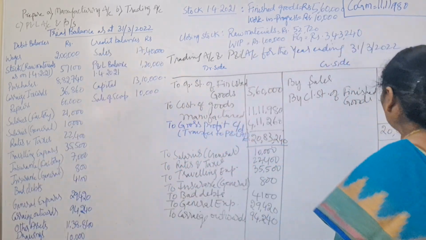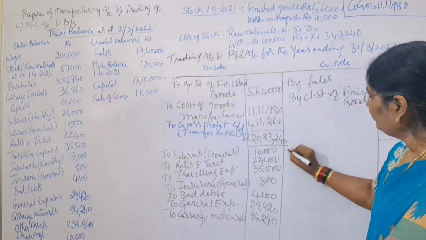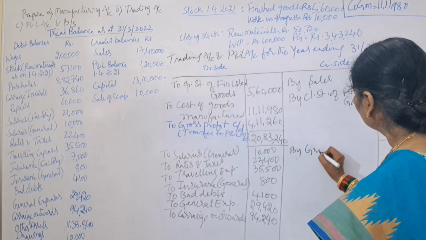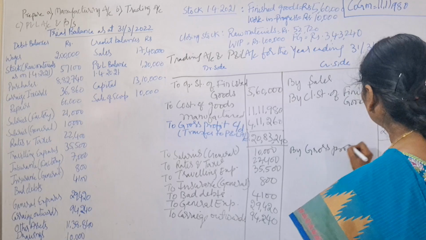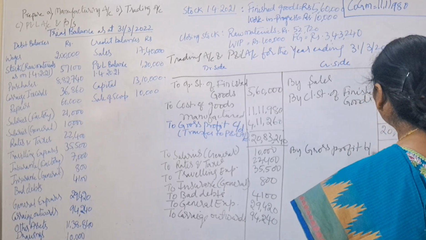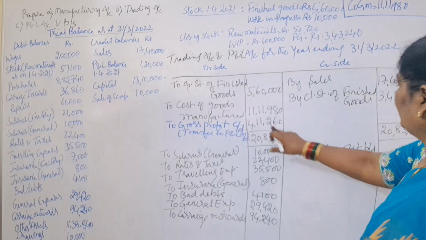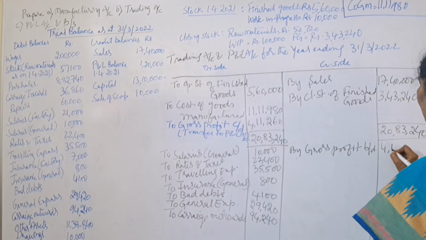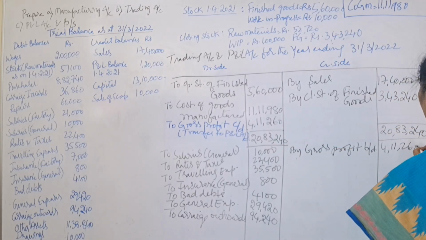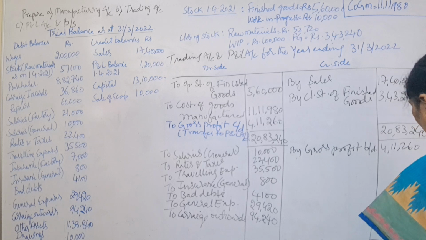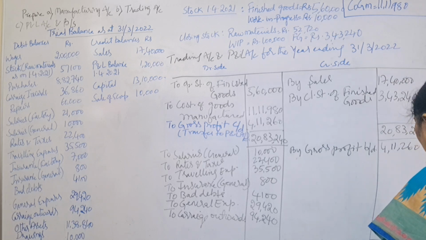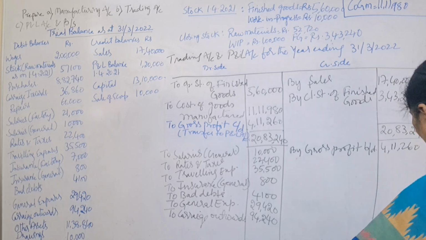Right. Next we will come to credit side, and here we'll write by gross profit brought down. This gross profit we'll take here, and what's that amount? 4 lakhs 11,260. Okay, so now we'll make total 4 lakhs 11,260 credit side.